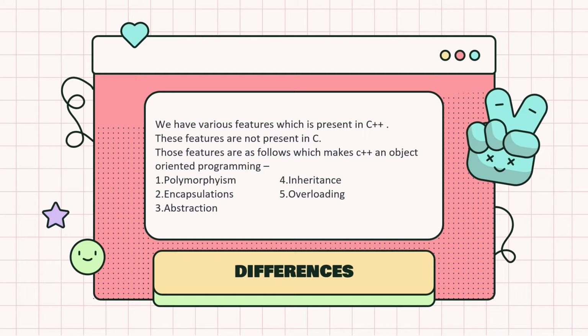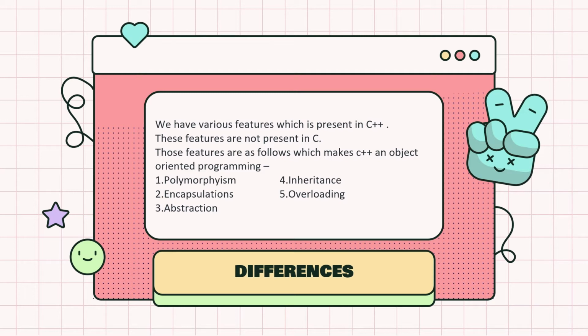So we have some additional features present in C++ which are not present in the C language. Those features are polymorphism, encapsulation, abstraction, inheritance and overloading. Polymorphism is the ability of a message to be displayed in more than one form. For example, a person at the same time can have different roles, like a man can be a father, an employee, or a husband also.